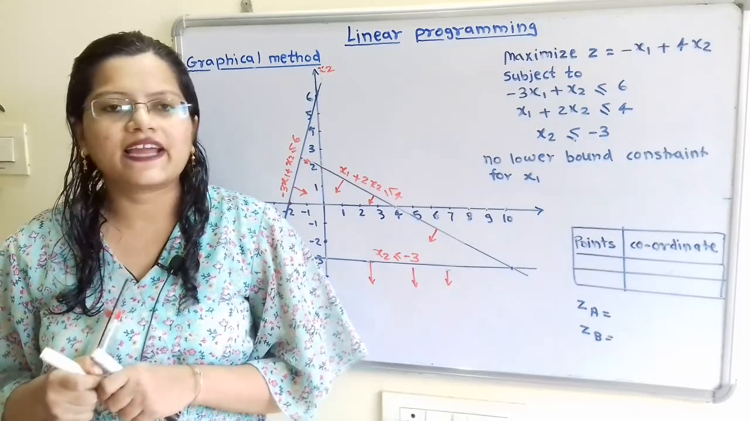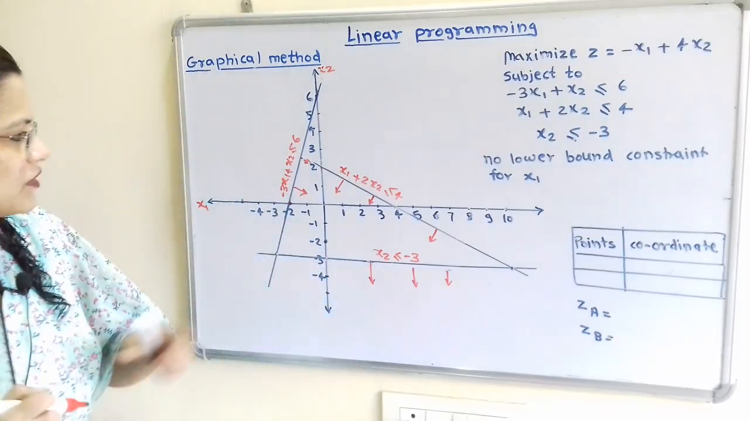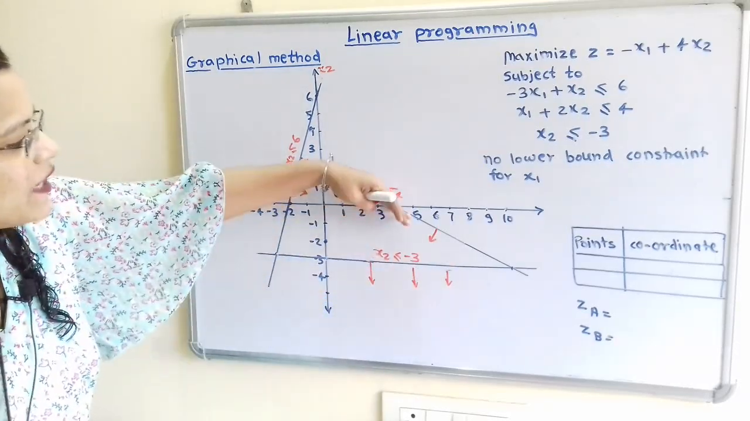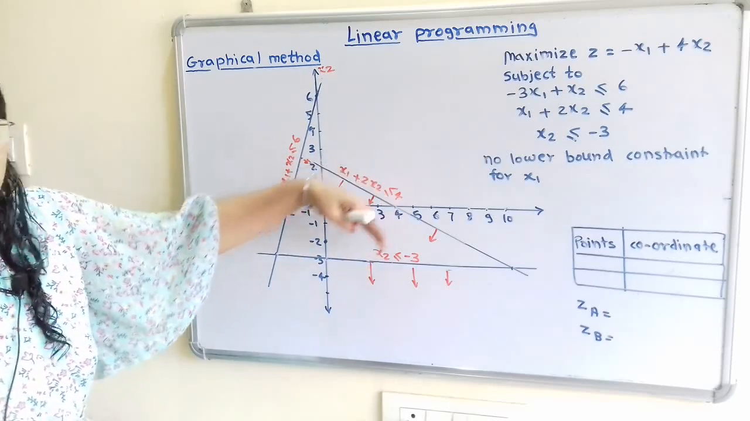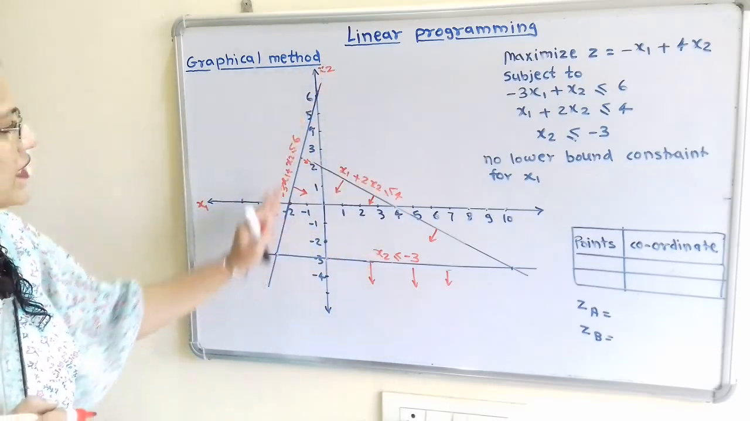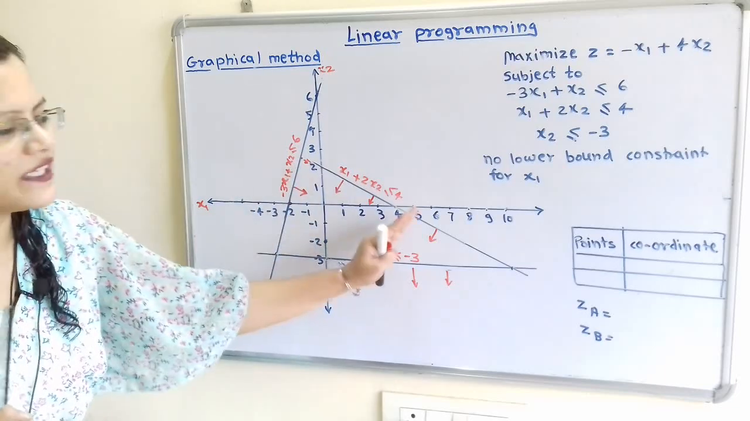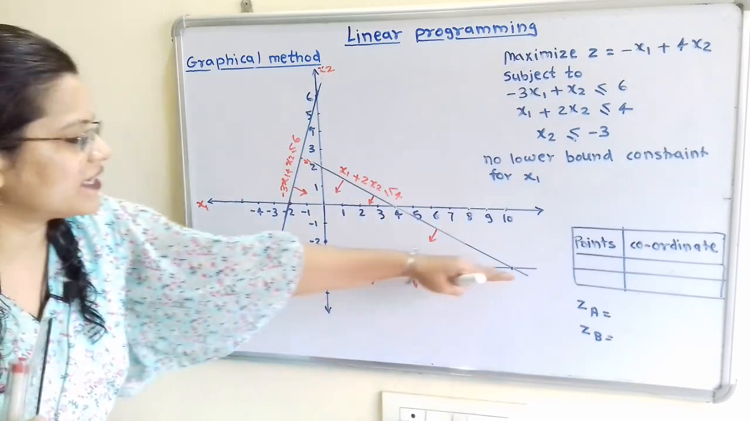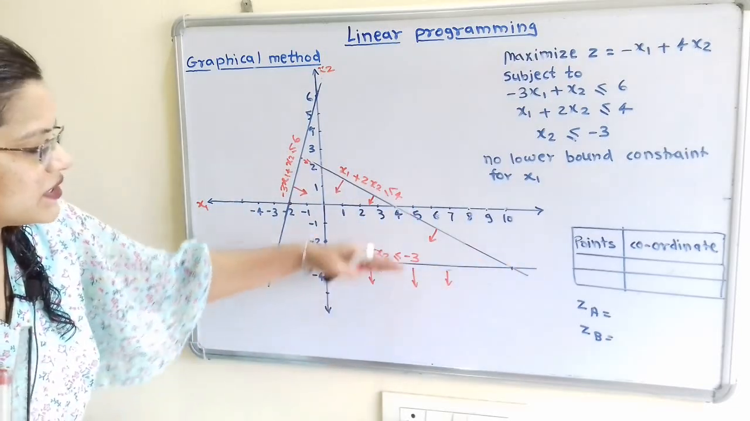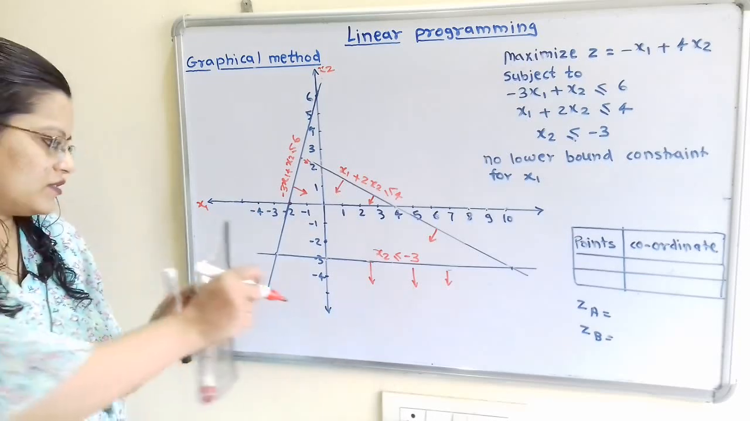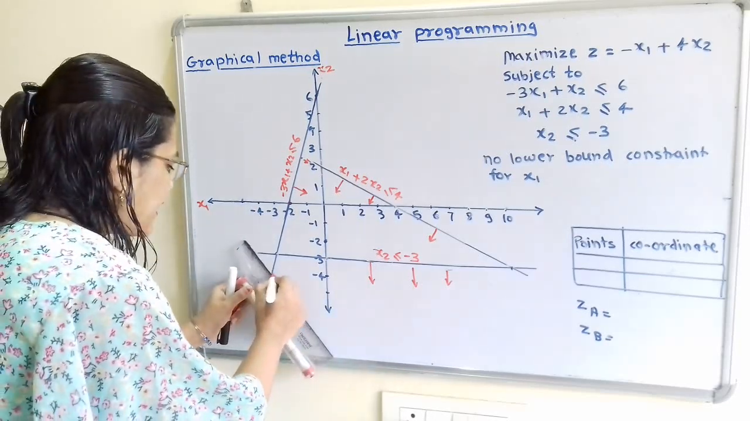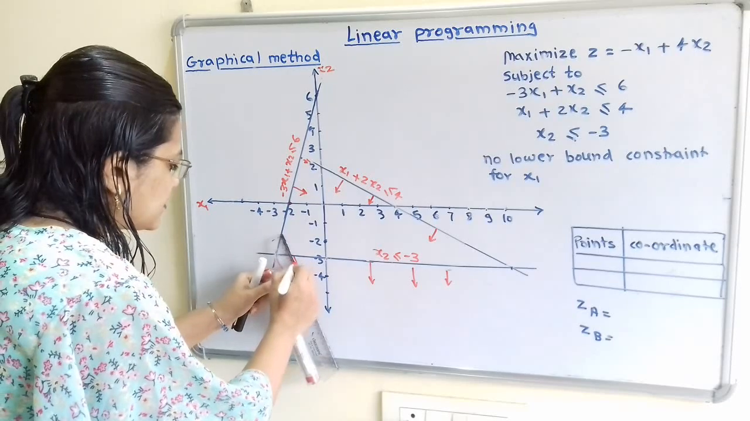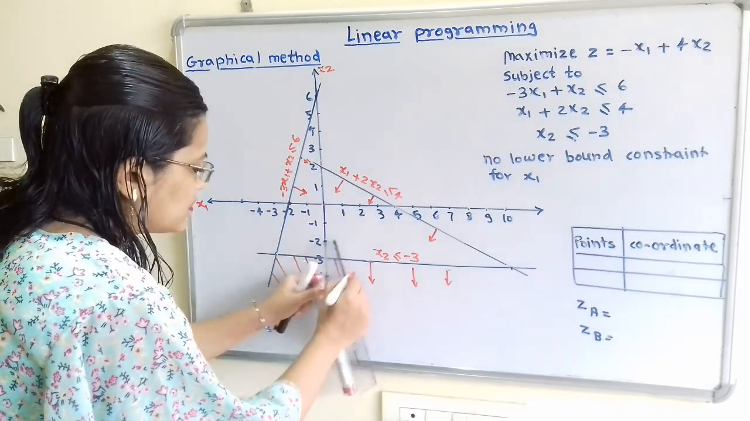Now we will highlight the area. If we observe, for the first line we have to consider the area in the downward direction. For the second line we have to consider the area towards the right hand side, and for this line we have to consider the area in the downward direction. So if I highlight this area, this is the area that we have to consider.